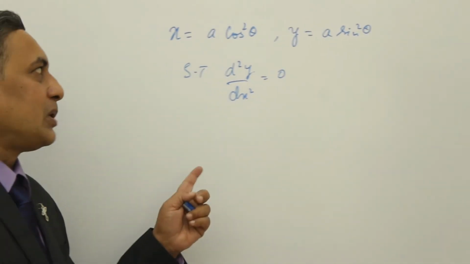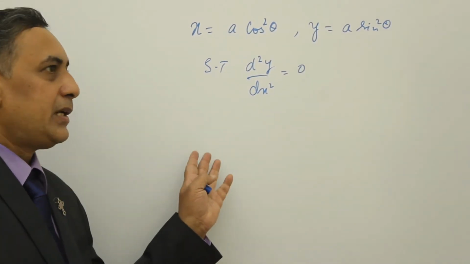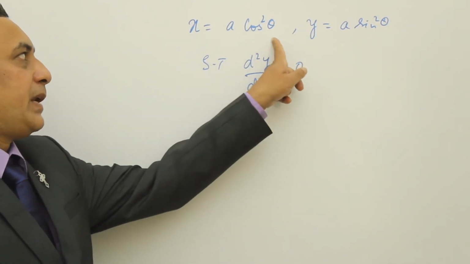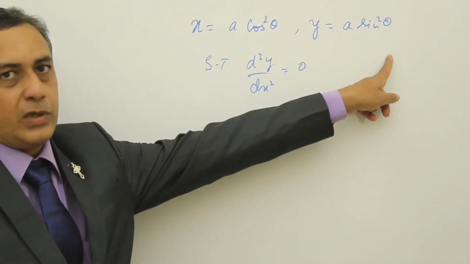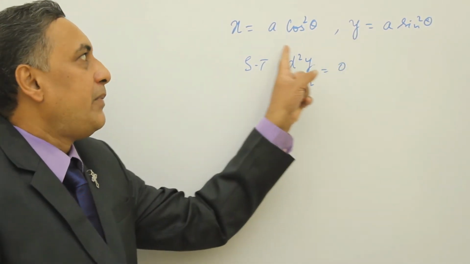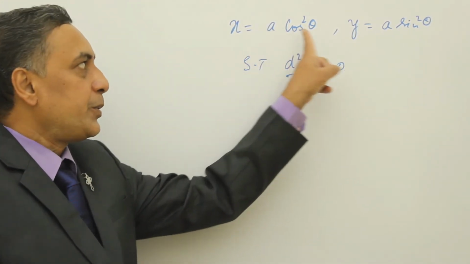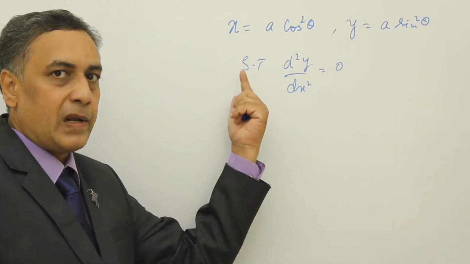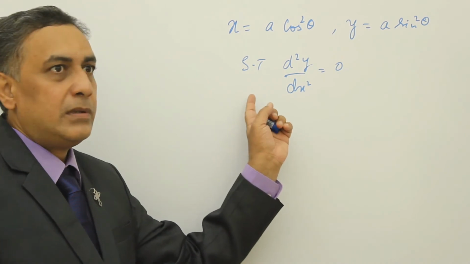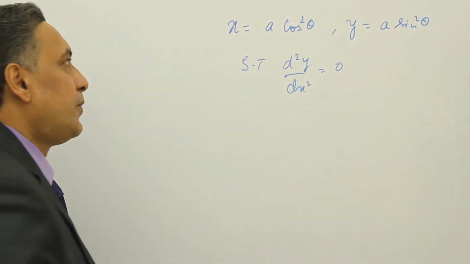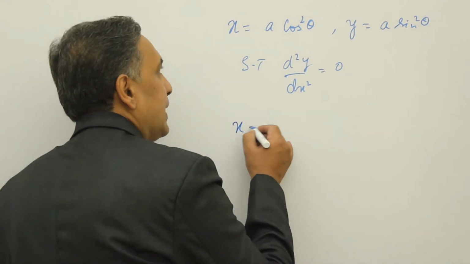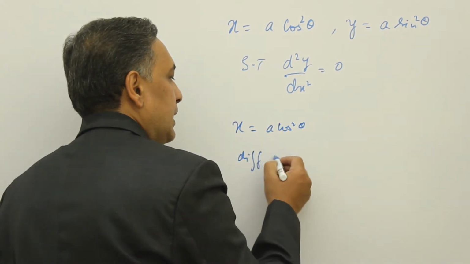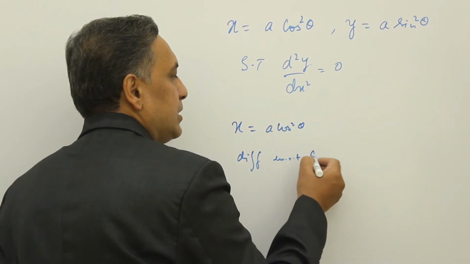The parametric equation will be differentiated. We get x in terms of theta and y in terms of theta, therefore it is a parametric equation and we have to differentiate each one with respect to theta separately, then take dy by dx, that is equation 2 by equation 1, and then differentiate again. So first let us take x equal to a cos square theta. We differentiate this with respect to theta.